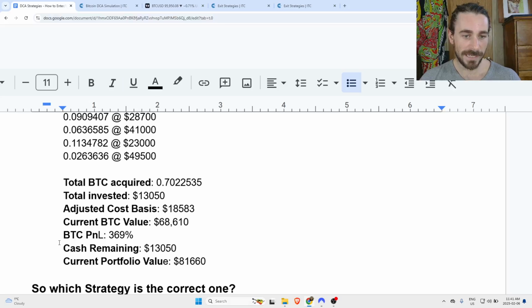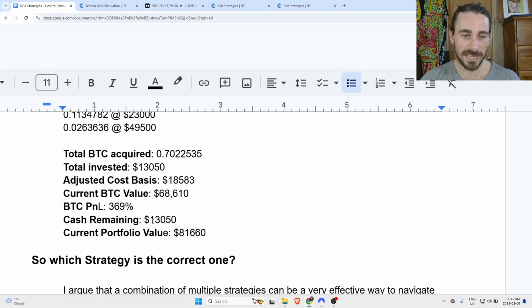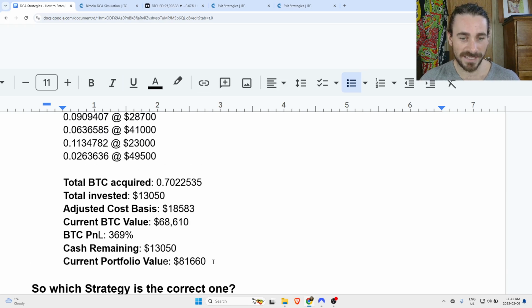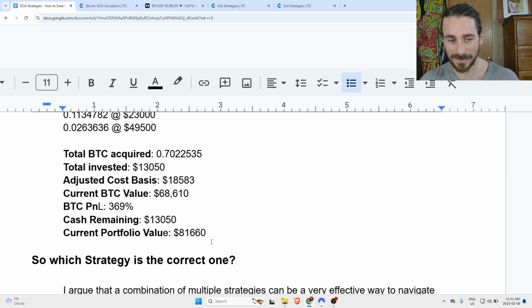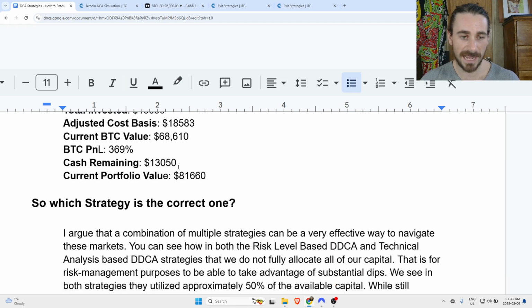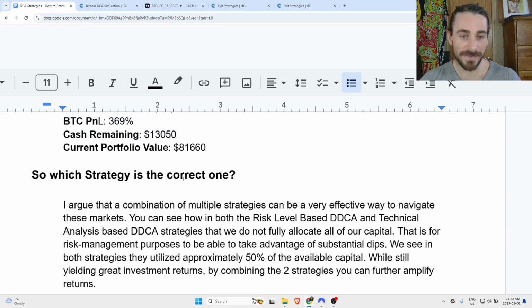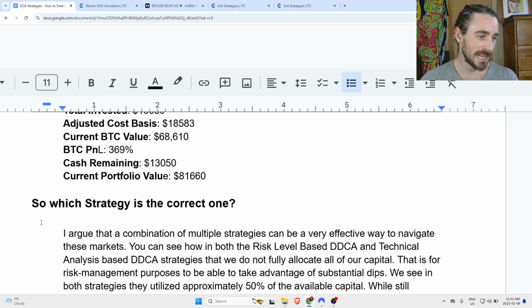But moving on, we do see here the current Bitcoin value is $68,610, giving you a Bitcoin P&L of 369%. It also leaves you with $13,050 of cash remaining, and that would bring your current portfolio value to $81,660. So really good considering you're starting at $26,000, that's over a 3x. Very good. In 5 years, essentially, to get those kinds of returns, you're far outperforming any stock market.